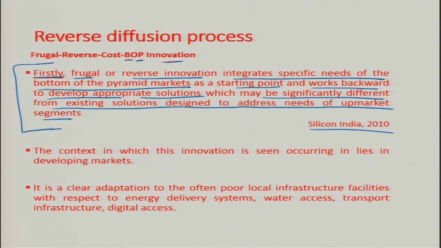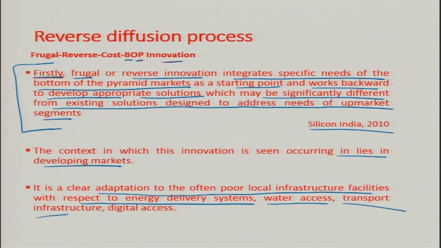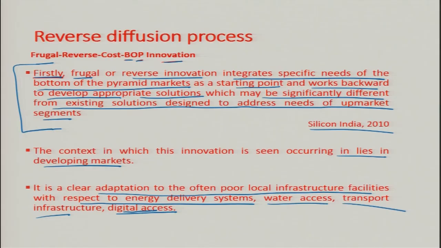The context in which this innovation is seen occurring lies in the developing markets. It is a clear adaptation to the often poor local infrastructure facilities with respect to energy delivery systems, water access, transport infrastructure and digital access. Small applications like mobile banking. People were not able to reach banks very easily in remote areas. If there is some network, the internet is accessible, digital access is there. That is also frugal innovation.